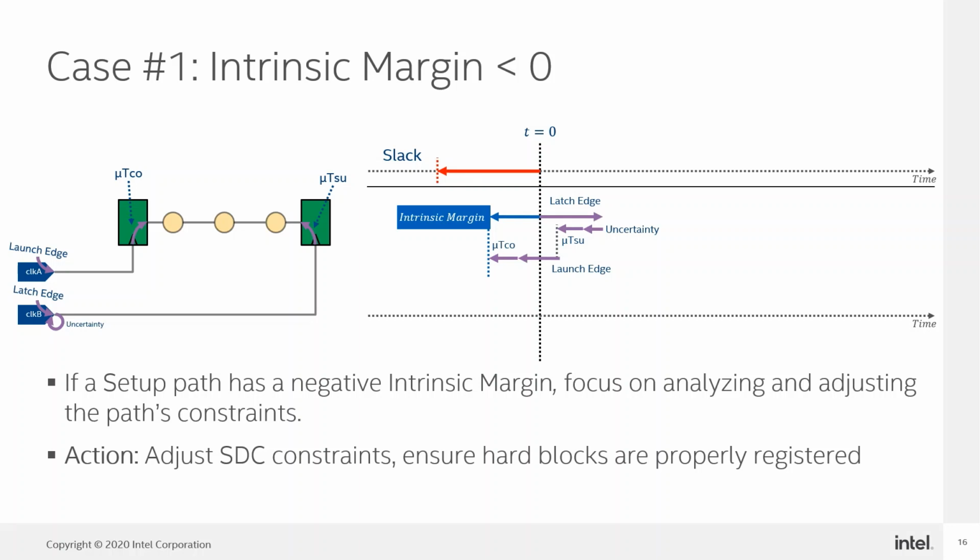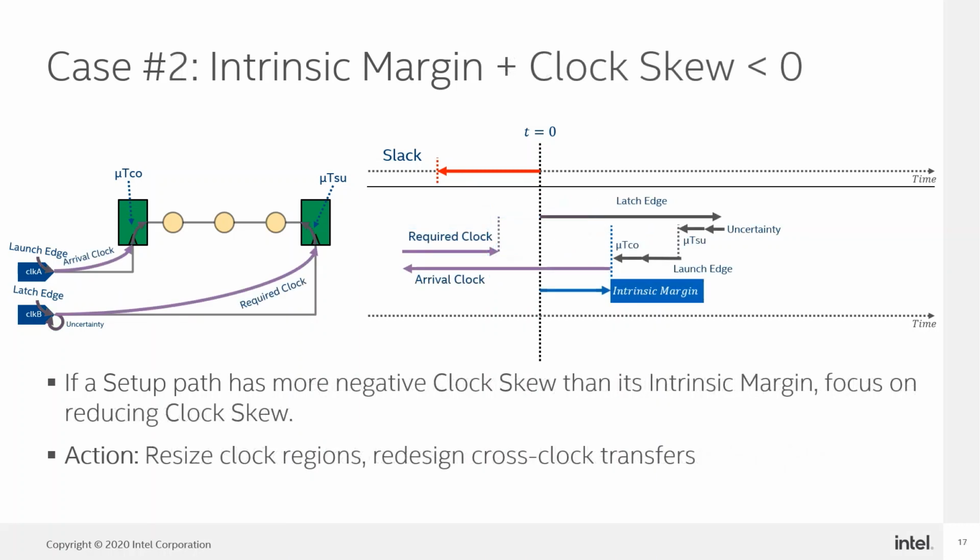If our intrinsic margin is positive, then we can check the other buckets. If we add in just the clock skew to the intrinsic margin, and the result is negative, it means the problem is our required and arrival clock delays. This check shows that the path is already failing without any component of its data path, and those cells and wires are only going to make things worse from here. Since the clock skew is so high, we know to focus on just getting the clocks routed properly. This means resizing the clock regions or potentially redesigning cross-clock transfers to minimize this skew.